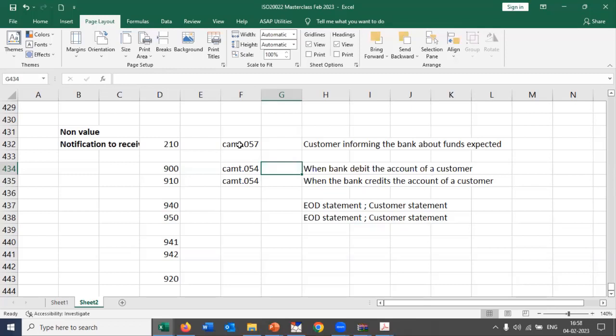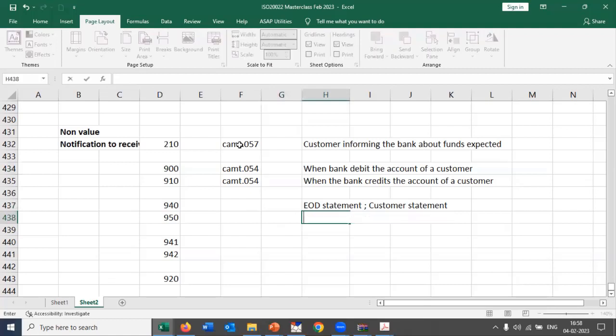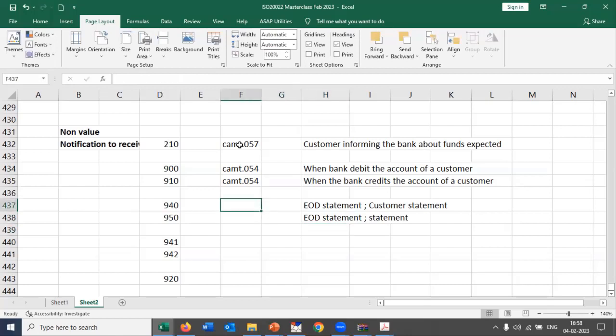Oh. Okay. Then equivalent of 940, 950. 940 and 950 are EOD statements. The first one is called customer statement, and 950 is again an EOD statement, but this is called purely a statement. This is not the customer statement. This is only having the word statement. Equivalent of that is CAMT053.